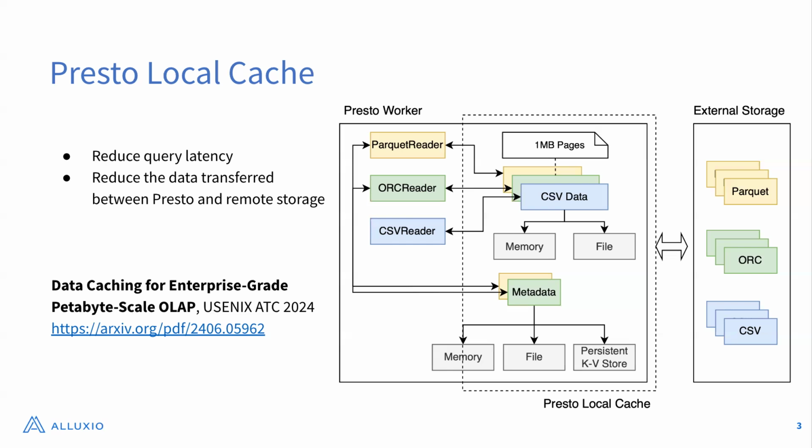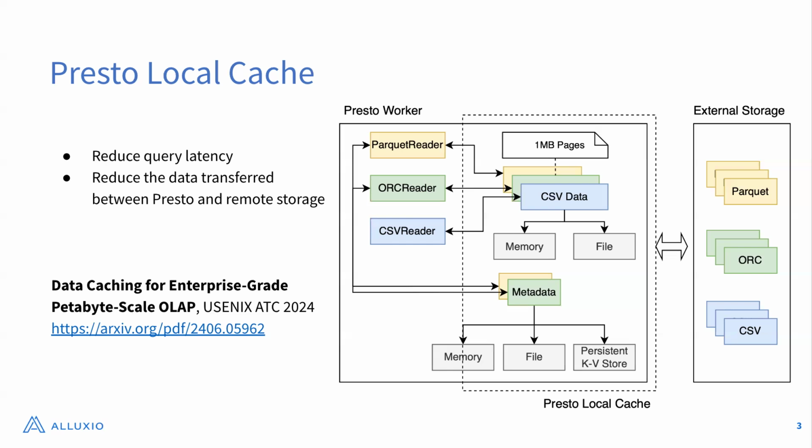collaboration from Meta and Uber, we developed the Presto Local Cache, which sits in each Presto worker node and caches the most frequently accessed data into the local SSD resources within each worker node. By design, we cache both the data files and the metadata of those data files. And we organize the cached data files into pages, and the default size of each page is 1 megabyte.